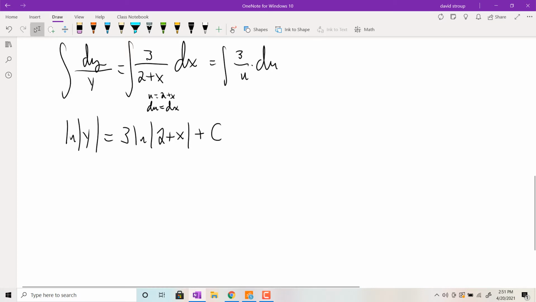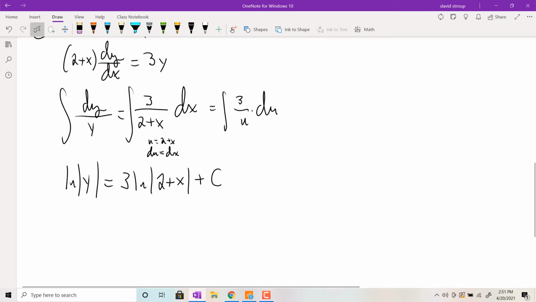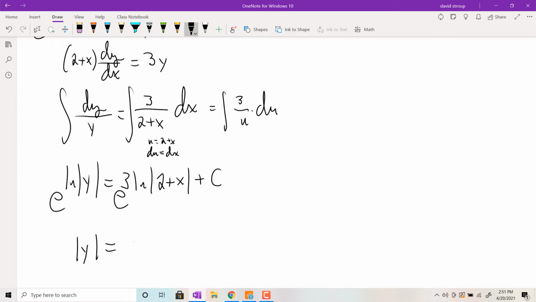This is an implicit solution. We want the explicit solution. So we're always hoping to get y equals something, or something familiar, like maybe the equation of a circle or an ellipse. So how do I unlock the y? Well, you exponentiate on both sides. So e to all that, e to all that. On the left, the e and the ln cancel, and you get the absolute value of y. On the right, I'm going to rewrite it as e to the 3 ln absolute value of 2 plus x, times e to the c.